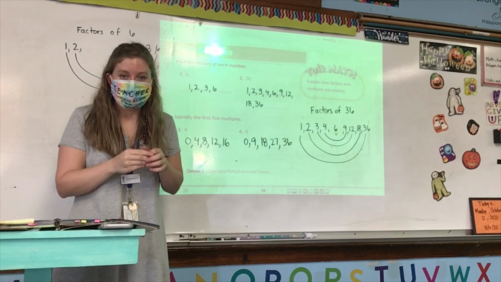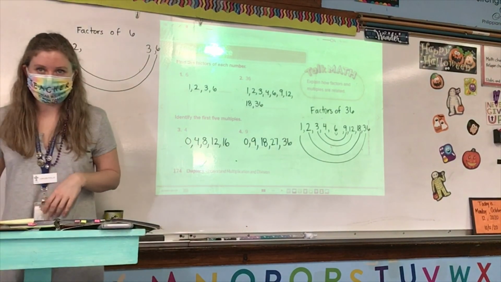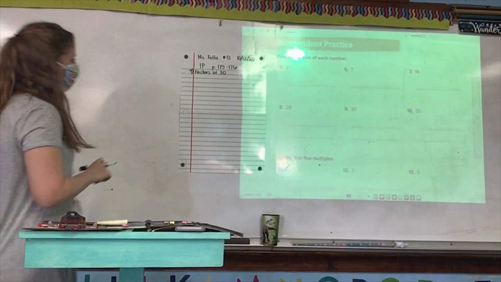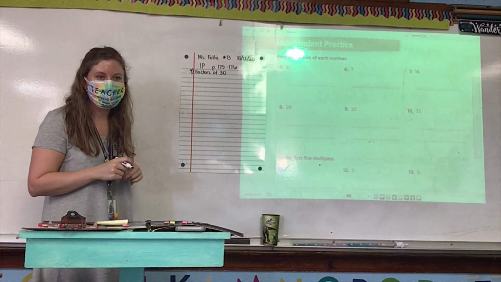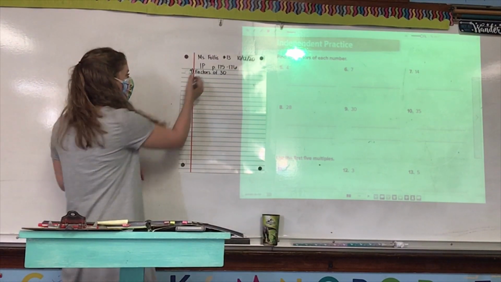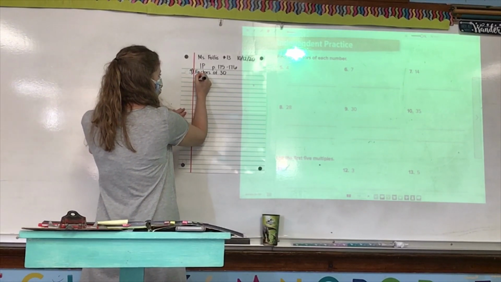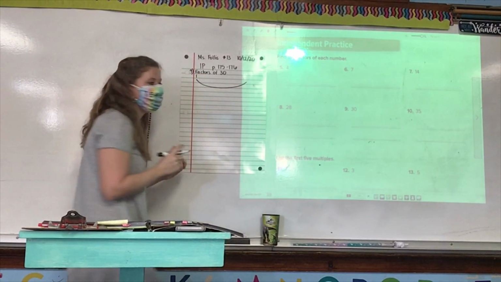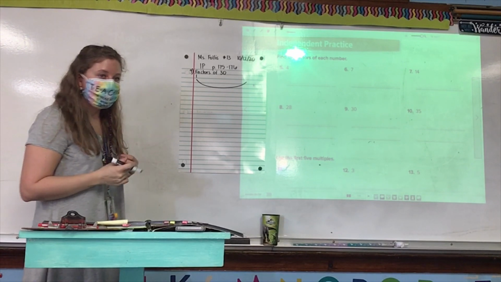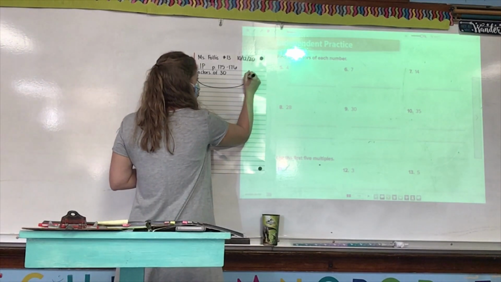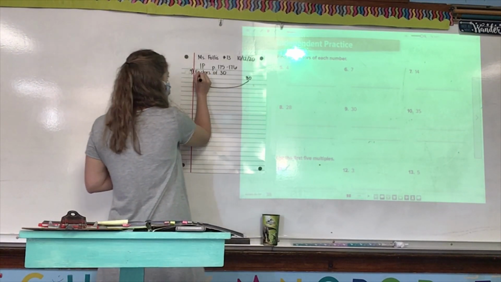A factor rainbow. Very good. Okay, so we're showing number 9 on a separate sheet of paper. What is the first factor of every single number? 1. Then we have to meet it on the other side. 1 times what is 30? 1 times 30 is 30.